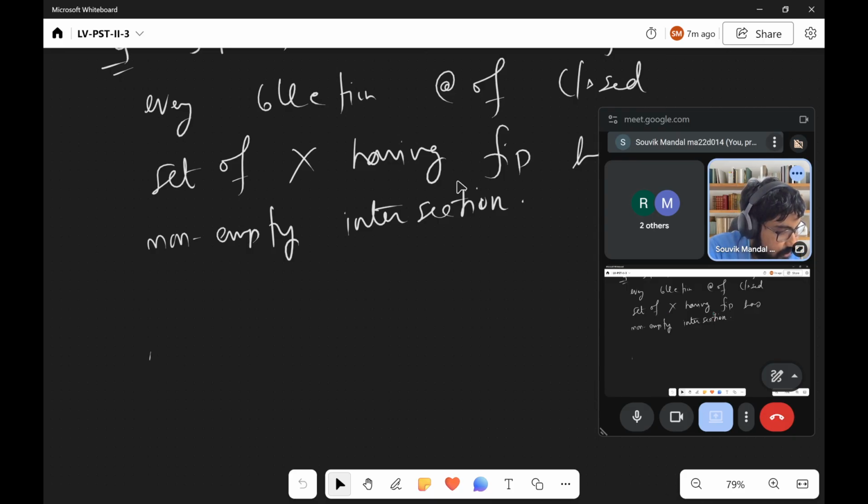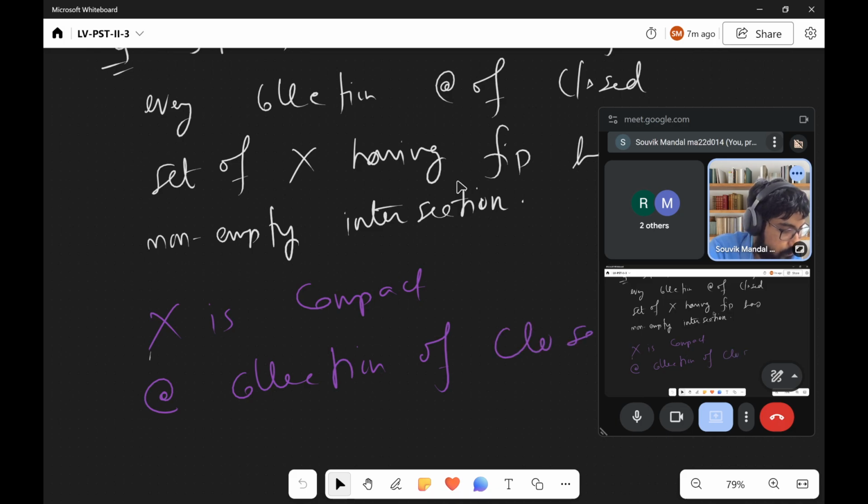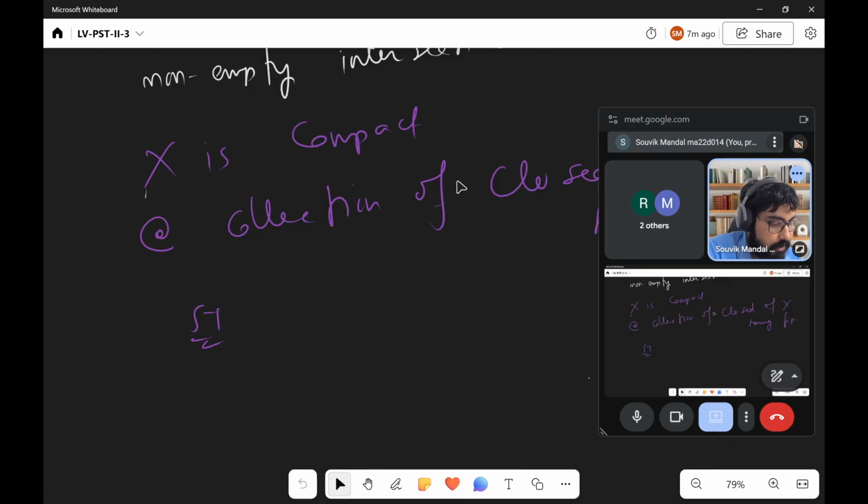So basically, X is compact. Let C be the collection of closed sets of X having FIP. You need to show that the intersection of all C belonging to the collection is not empty. This is what you need to show. Is it clear? Yes, sir. Okay, so now please try.